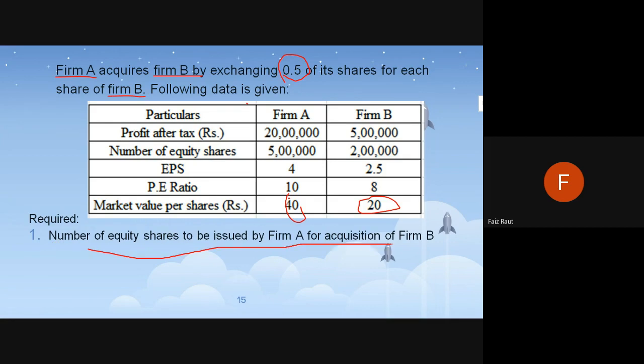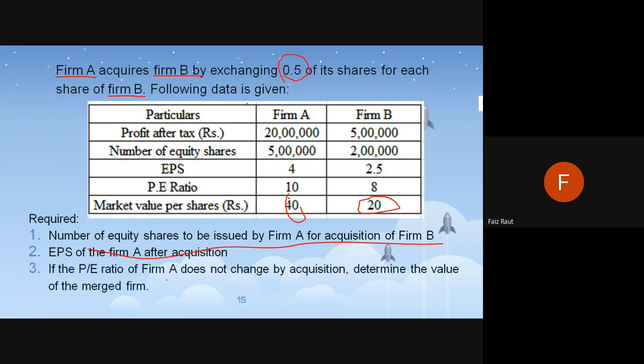be issued by firm A for the acquisition of firm B. That means the exchange ratio, how many new shares firm A needs to issue to firm B shareholders. Second, we need to find the EPS of firm A after acquisition, that is, the merged firm's EPS. Then this I didn't give you in the last class: if the PE ratio of firm A does not change. Again, that means the PE ratio remains the same.